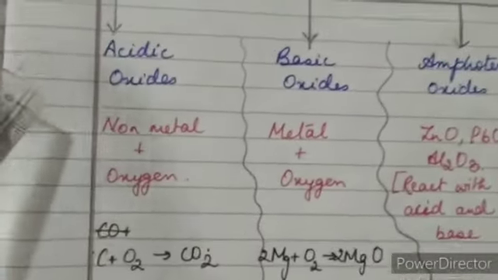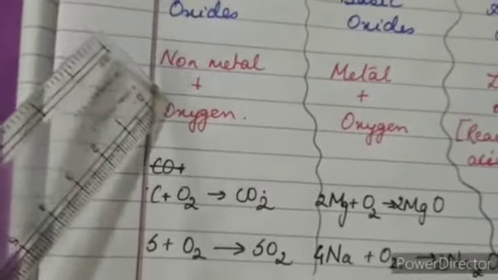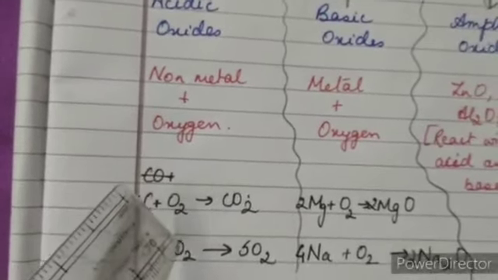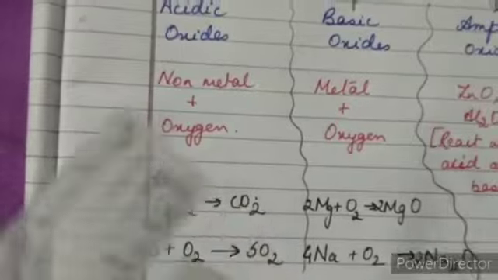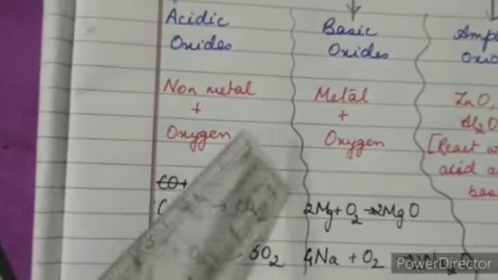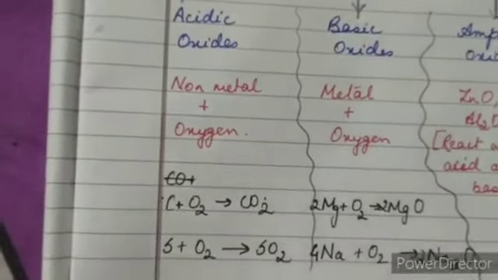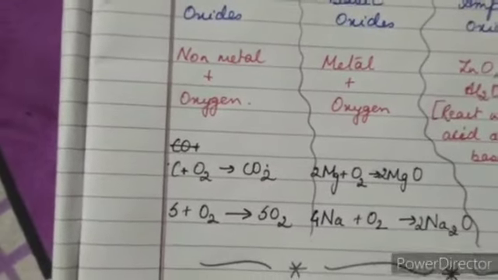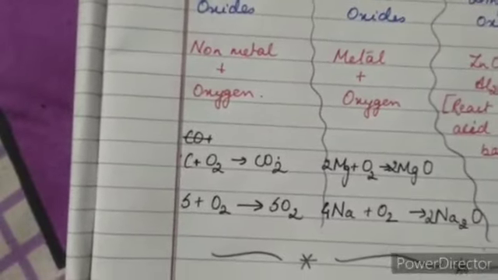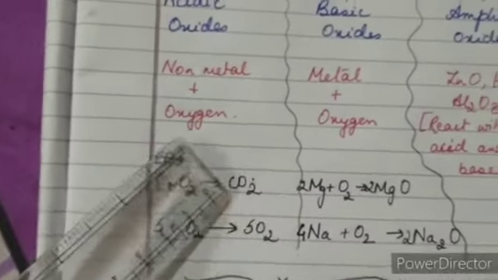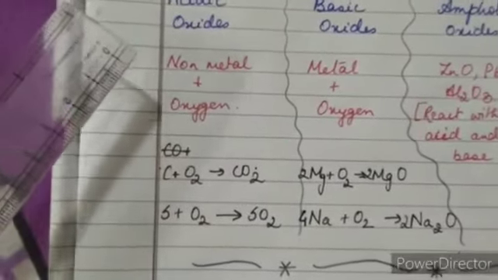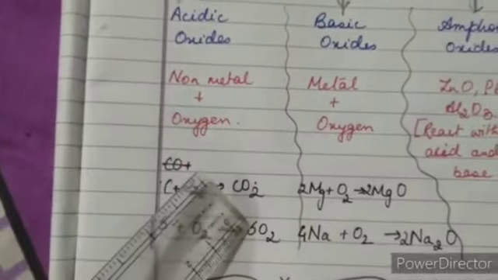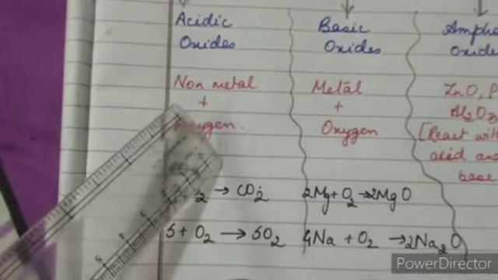In case of acidic oxides, wherever a non-metal reacts with oxygen, such as carbon reacting with oxygen to give you carbon dioxide, sulfur reacts with oxygen to form sulfur dioxide. Now these gases are acidic in nature. How can I decide whether it's acidic or not? So if I introduce wet blue litmus wherever these gases are being produced, we'll see that the color of the blue litmus will turn to red, indicating that these gases are acidic in nature.